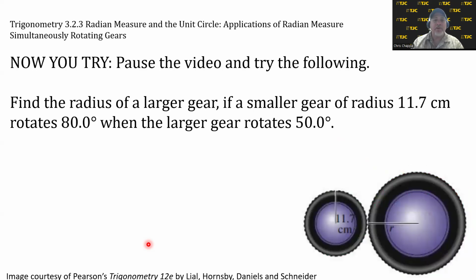Now you try. Pause the video and try the following. Find the radius of a larger gear if the smaller gear of radius 11 centimeters rotates 80.0 degrees when the larger gear rotates 50.0 degrees. Pause the video, give it a try.